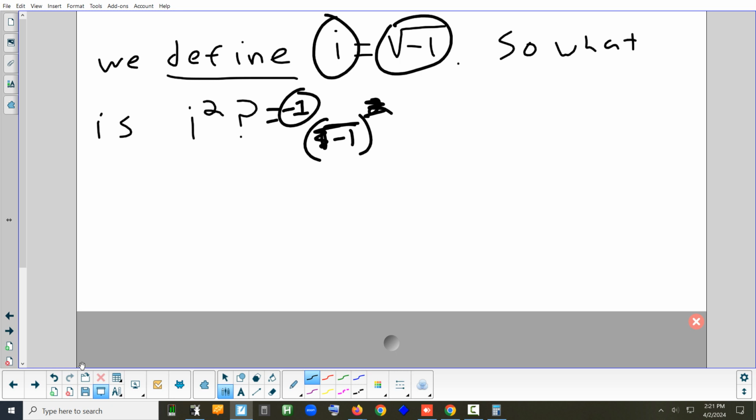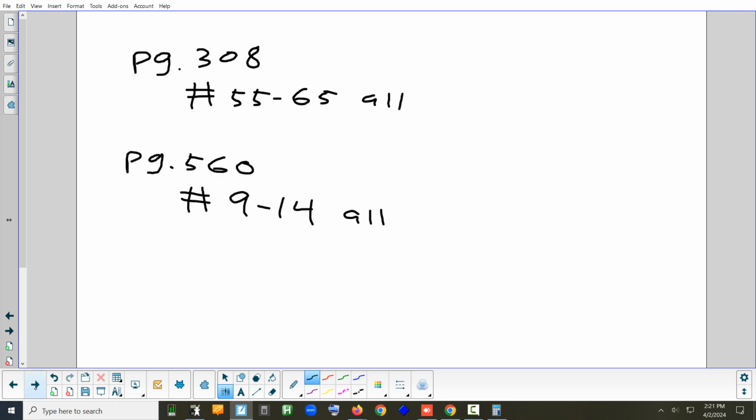Okay, so any questions on that? Okay. So the first part of the homework is on converting from, what did we do today? We did rectangular to polar. And then the second part of the homework is just a few adding and subtracting complex numbers. So 308, 55 to 65 all, and 560, 9 to 14 all. Okay, so we'll look at that tomorrow.